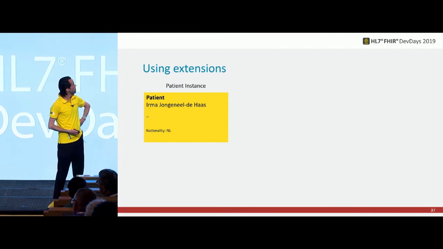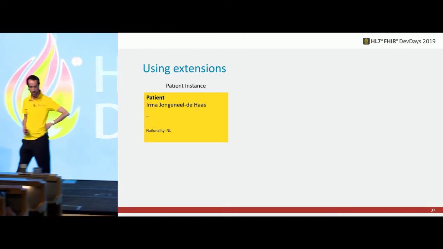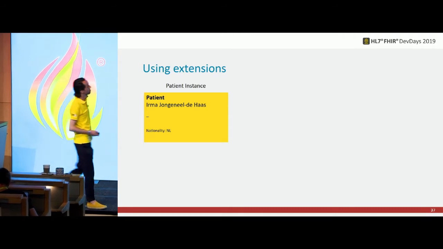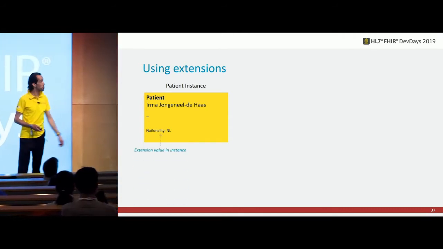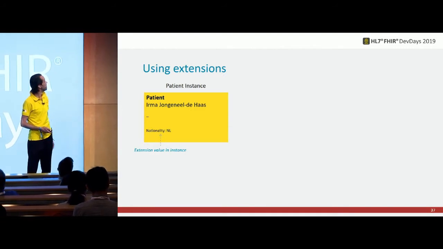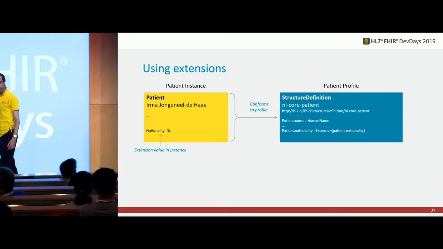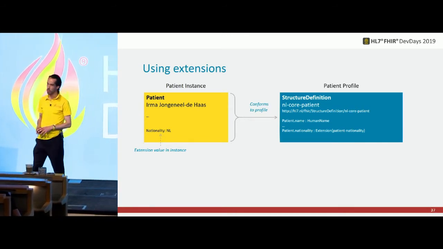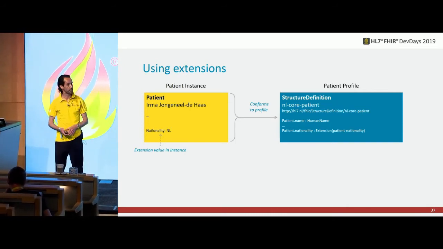So here's an example. That's a Dutch patient, Irma. I know people working in HL7 space might know her. She's from the patient working group. And this is her Dutch patient profile. You can see there's a nationality that we added. That's not a part of the out-of-the-box patient, so we have an extension for that. And you can see Irma's instance conforms to the patient profile. And then in Holland, we made a special Dutch patient profile that includes that nationality extension.